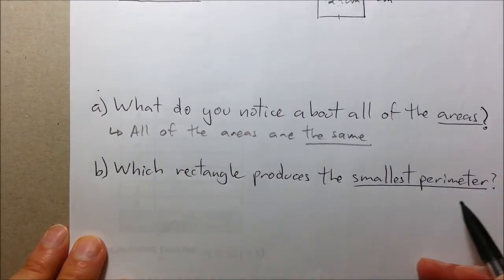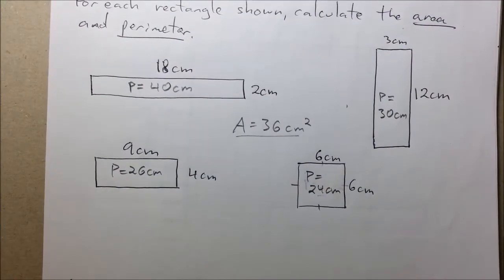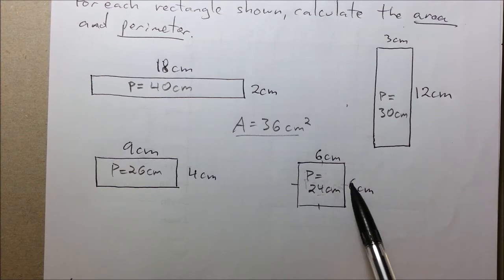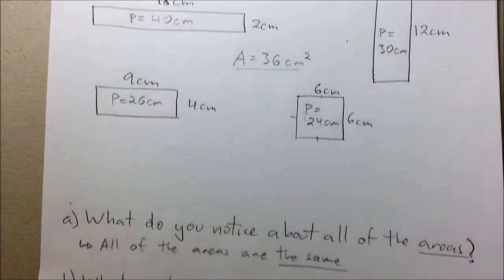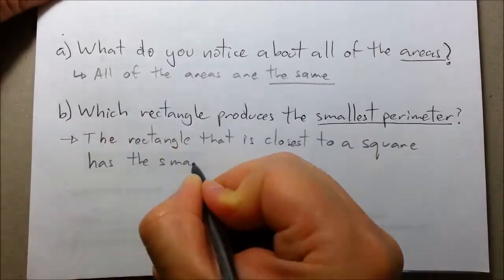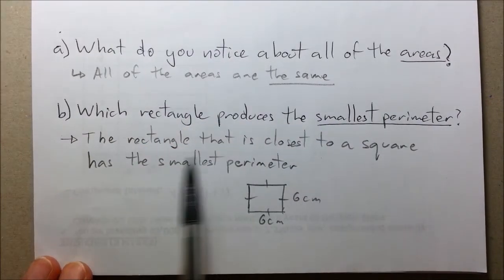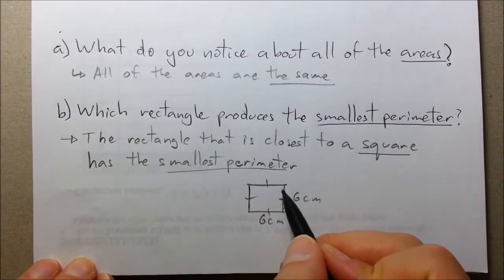So they asked us, that's question B, which rectangle produces the smallest perimeter? And what do you know? Once again, the one that is closest to a square produces the minimum perimeter. So let's write this down. The rectangle that is closest to a square produces the smallest perimeter.